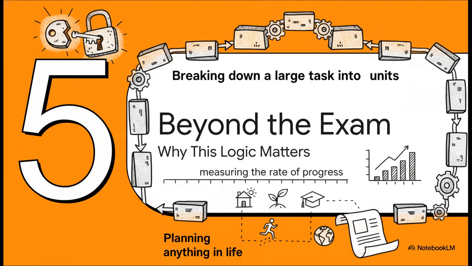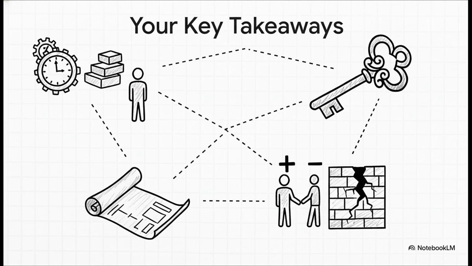So, okay, we've totally cracked the code for these exam questions. But this way of thinking, this idea of breaking a big goal into smaller units and then measuring your speed, that's a seriously powerful tool for planning pretty much anything in your life. So let's just do a quick recap of the whole strategy. Number 1, always break the problem down into those 3 core parts: time, work, and people. Number 2, remember that efficiency is the secret ingredient that connects them all. 3, use that visual blueprint to map everything out so you don't get lost. And 4, you add efficiencies when people team up, and you subtract when something is working against you. And that's the whole game plan right there.